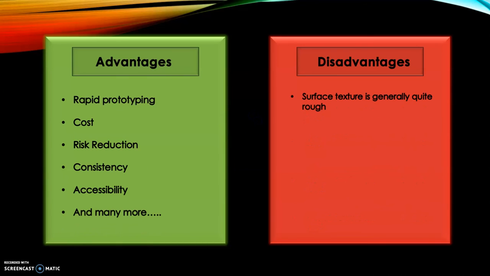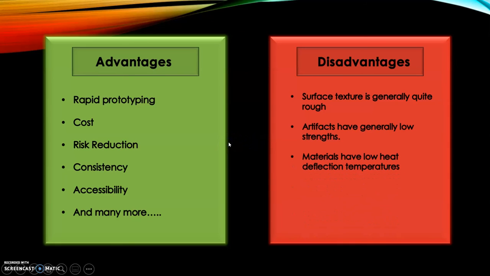In terms of disadvantages, the surface texture is actually quite rough due to the artifact being built up one layer at a time. It has generally low strengths and low heat deflection temperatures due to the material involved, which is a thermoplastic, often PLA or ABS. And the artifact is not very dense. This is because the inner core of the artifact is usually not solid due to save materials and time.